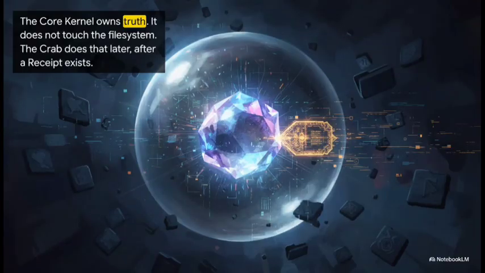And this, right here, is the most important part. This absolute total separation. The core kernel, the Jewel, lives in this perfect, abstract world of information. It decides what's true, but it can't act on it. It literally cannot touch the file system. All it does is issue that receipt, that official order for something else to carry out.